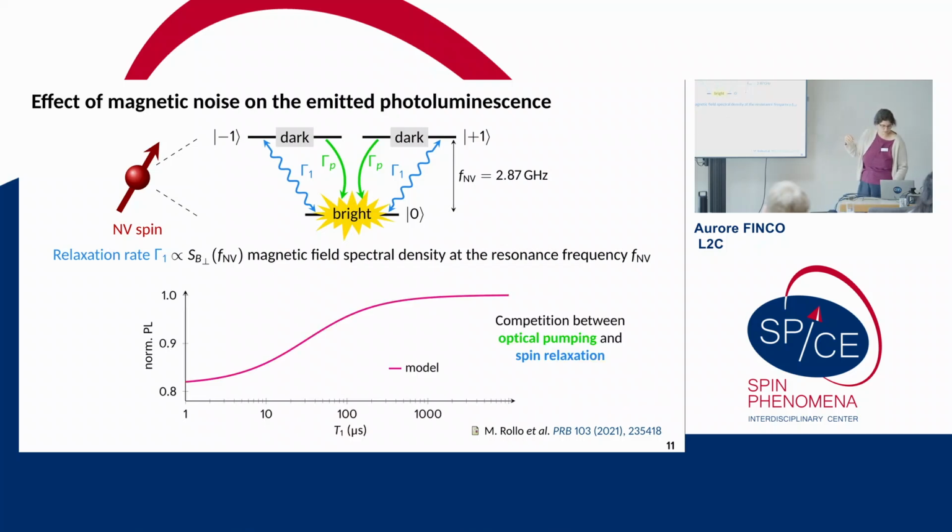And so now, with this model, this is what you expect for the photoluminescence. If your relaxation time is very long, so slow relaxation, so low noise, you expect that your laser will efficiently polarize your system in a bright state. If you increase the relaxation, shorter relaxation time, your polarization will not be as efficient and you will see a drop in the photoluminescence. So yeah, low noise, high noise. And using the setup I just showed on the previous slide, we could actually check it. And this kind of works, this simple model.